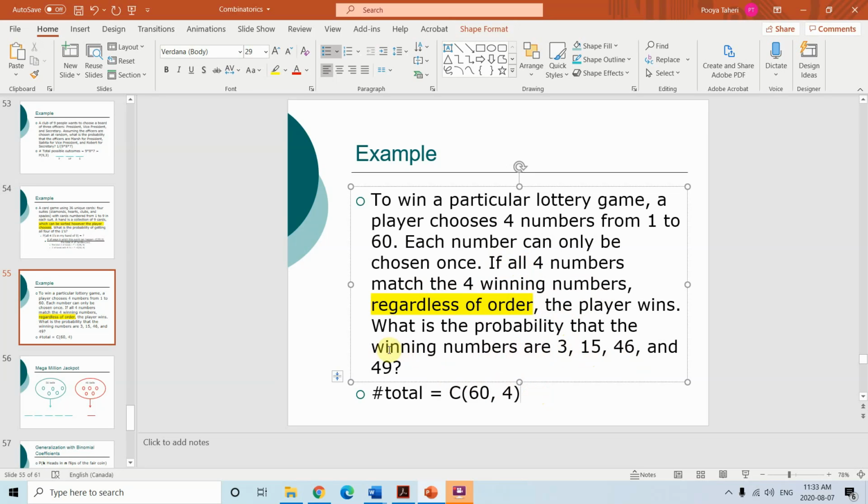What is the desirable number of outcomes? The desirable number of outcomes is only one, right? It's just when the numbers that we choose are exactly these four: 3, 15, 46, and 49. So the probability of winning this lottery is going to be 1 over 60 choose 4, right? Because only 4 specific numbers are going to be the winning hand. What's the probability of having exactly these numbers? It's going to be 1 over 60 choose 4.